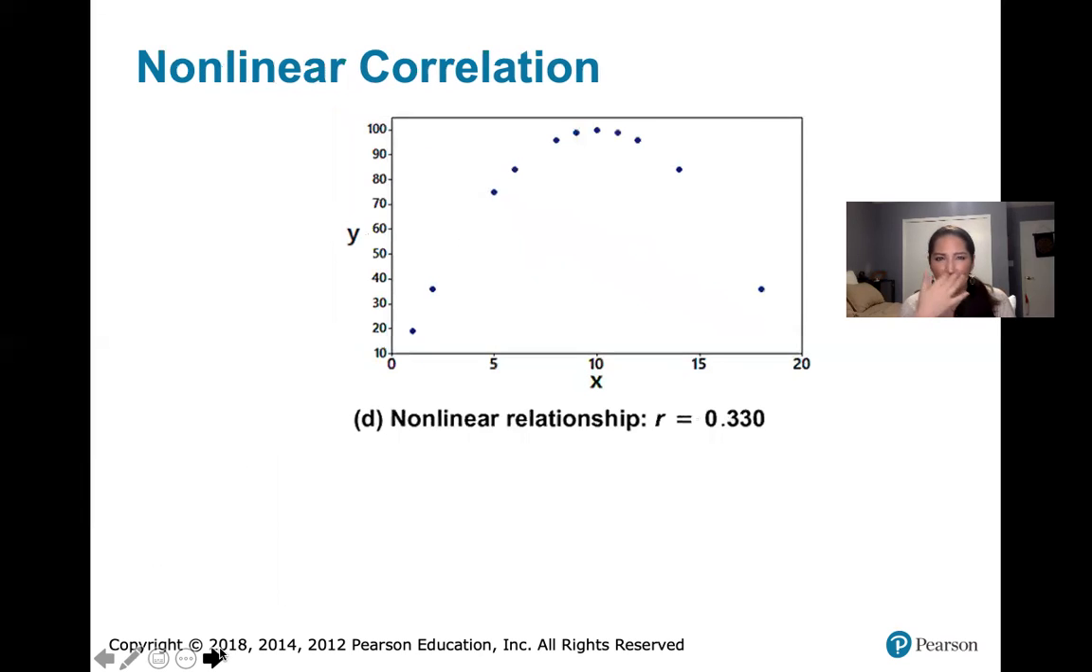Now this one does not indicate a linear correlation. If I look at this scatter plot, there's definitely a relationship there. Those points seem to lie on a parabola. You see it? It's a parabola facing down. The R value here, which we'll discuss in more detail in the next video, is 0.330. Now this indicates, when I look at this graph, this scatter plot indicates a nonlinear correlation.